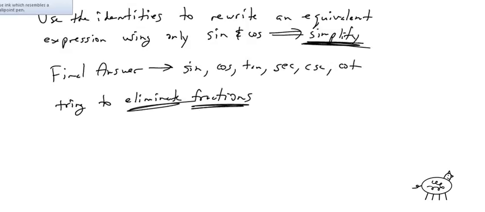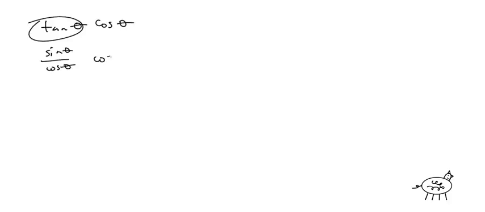What we're going to be doing instead is I'm going to give you both sides, and you have to make it look like one of the other sides. All right, so let's just do a bunch of examples here. If I give you tangent of theta times cosine of theta, and I ask you to simplify that, well, what you do is you change that into sine of theta over cosine of theta times cosine of theta. That would cancel, and you wind up with just sine of theta.